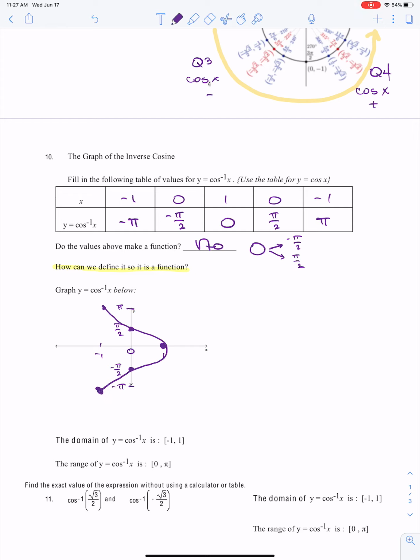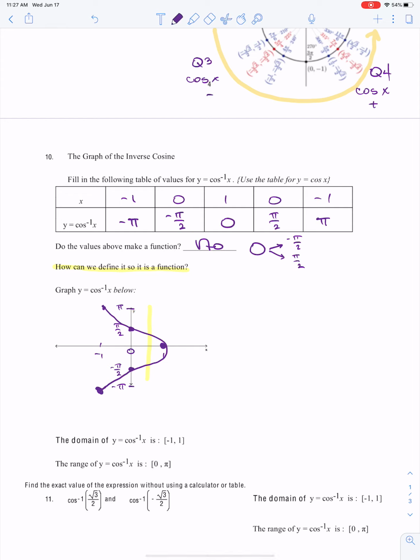Ooh, I missed. Make it bigger. Okay. So there's roughly my inverse cosine function. You notice this is not a function. Sorry, this is my inverse cosine from the table above. Not a function because it does not pass that vertical line test at this point.